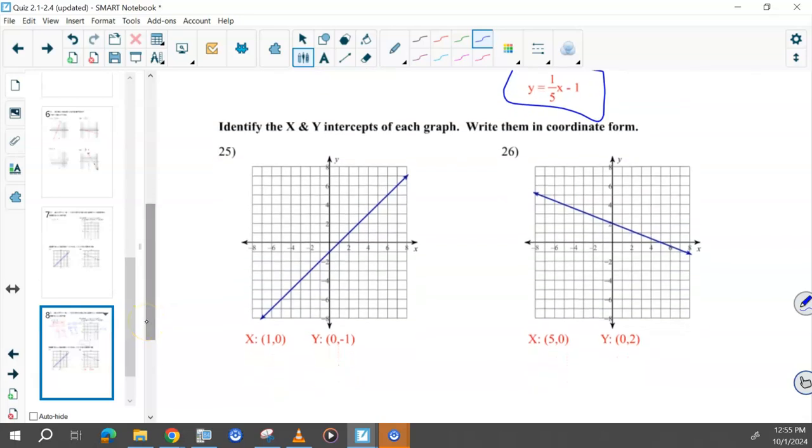The last two, you just had to find the x and y-intercepts and write them as ordered pairs. So that was at 1, 0 for the x-intercept and 0, -1 for the y-intercept. So make sure you write those, not just plot those points. And then for the x, it was at 5, 0, and the y was at 0, 2. Questions on any of that?